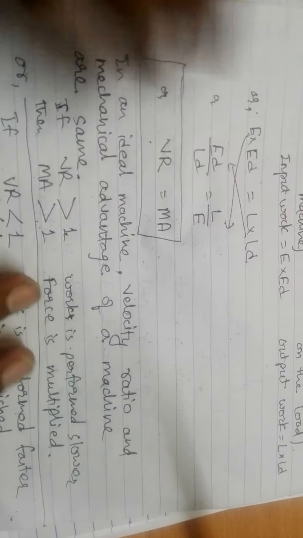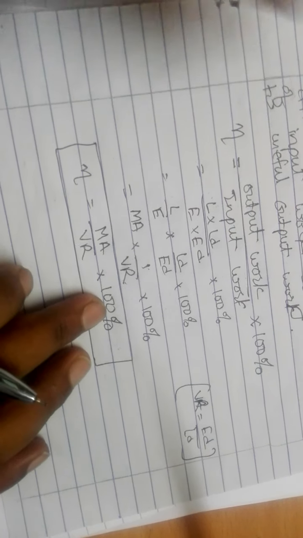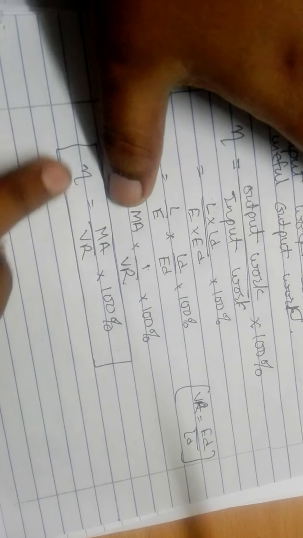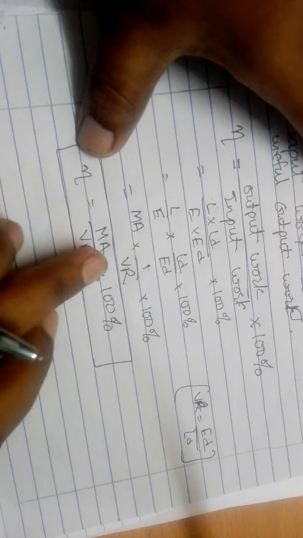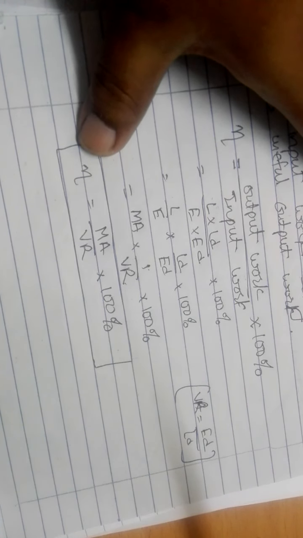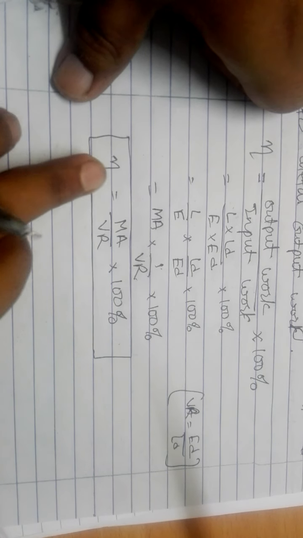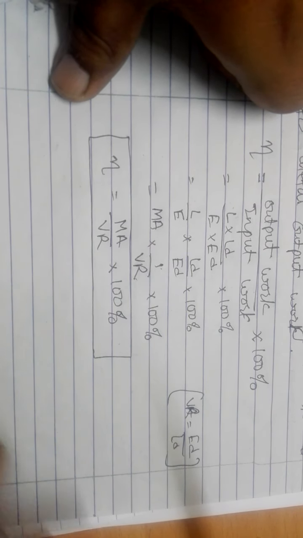Okay, got it? Now this is the formula. It also makes sense in the case of an ideal machine, where VR equals MA, as I told you. Here also, if a machine does not have any friction, then efficiency would be 100%, and MA and VR would both have the value of 1:1. Okay, so this is the relationship between efficiency, MA, and VR.